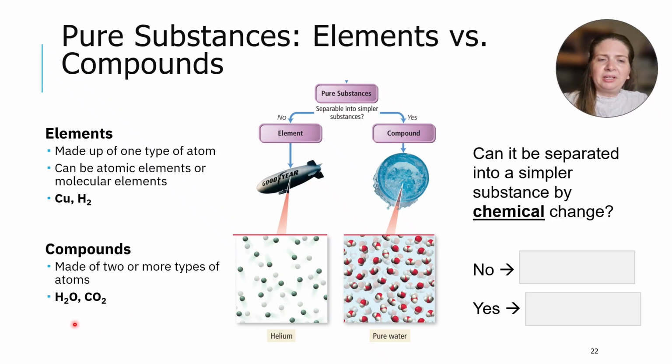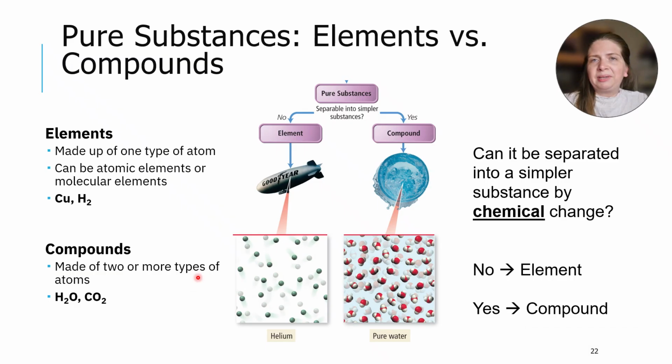To separate a compound into its component elements, a chemical change must occur. An element is already as simple as matter can get, so it cannot be broken down into simpler substances.